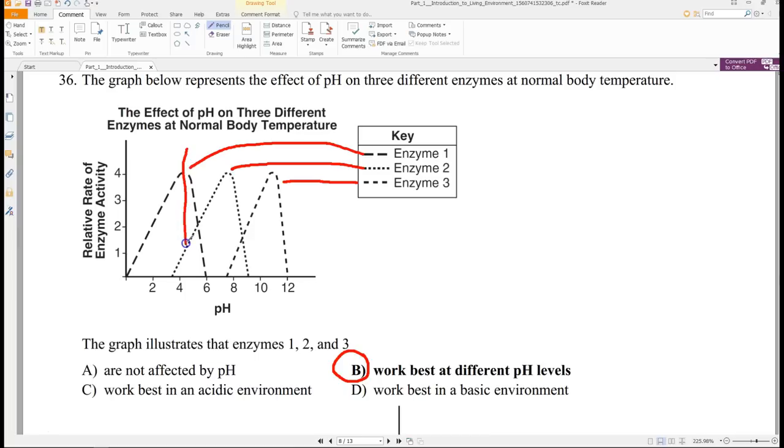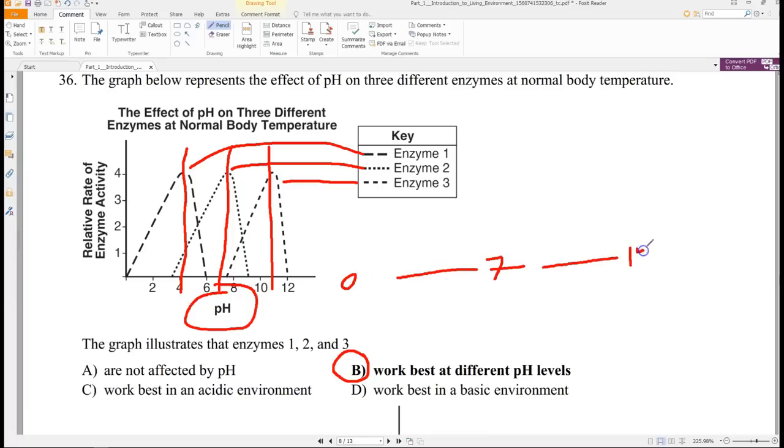Enzyme 1 works best at around 4. Enzyme 2 works best at around 7. Enzyme 3 works best at around 11. So they work best at different pH levels. pH level is a scale that tells you if something's acidic or basic, alkaline. This example is baking soda. This example is hydrochloric acid in your stomach.